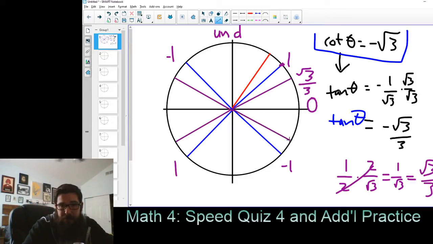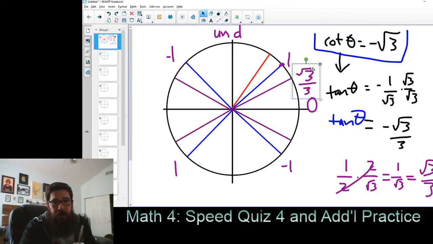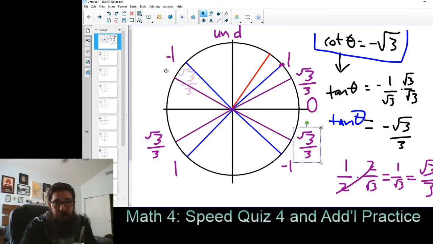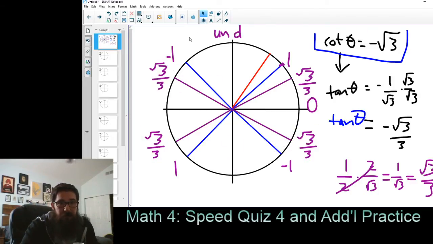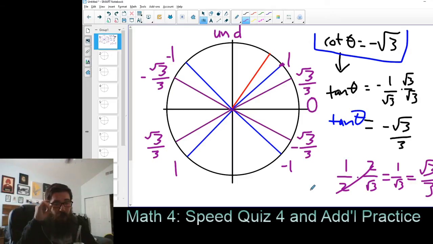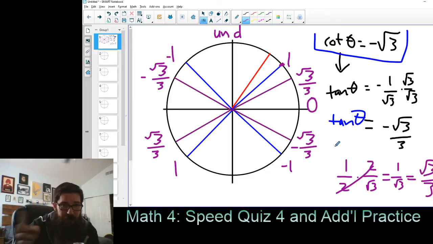And then 11 pi over 6 is also going to be another negative. So I can take this, copy it here, and put negatives on the ones here. So I know only quadrant 1, through reflection, I can get the rest of these pieces. Now, that's enough to basically help us figure out our answer. We're going to come back to that, though, just to finish out this last one.